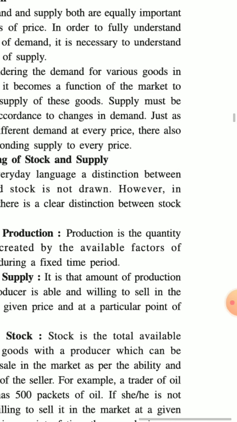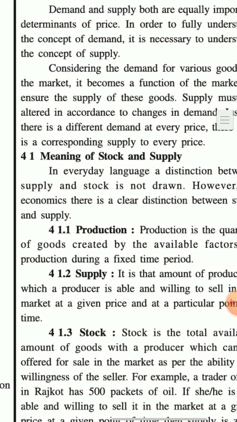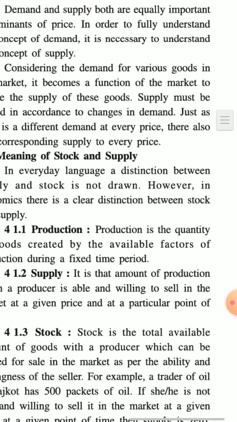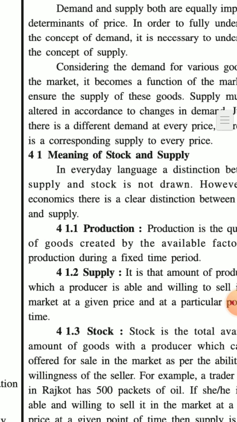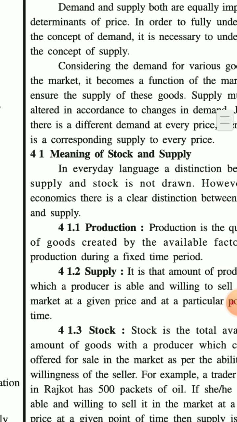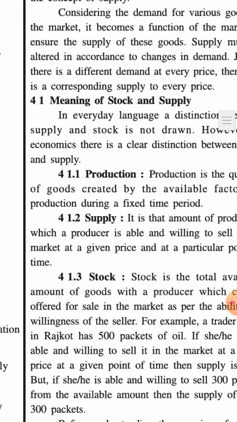Now, what is the meaning of stock and supply? In everyday language the distinction between supply and stock is not drawn. However, in economics there is a clear distinction between stock and supply. Stock means whatever you produce, and you always produce in large quantity. We never produce everything in small quantity. So that becomes a stock, and the stock should always be there for the producer, for the seller.